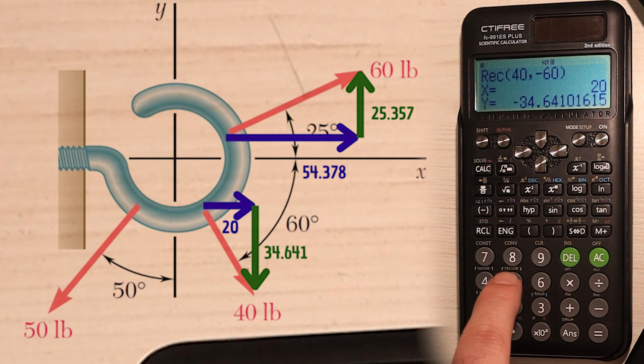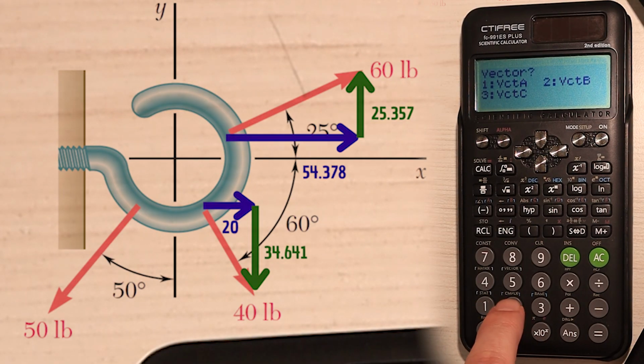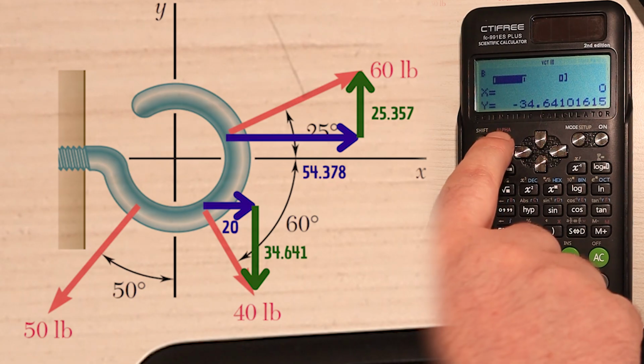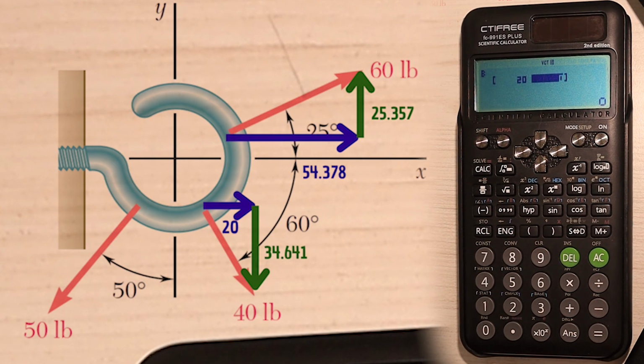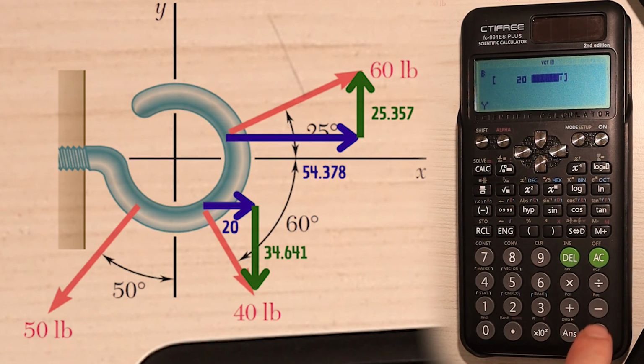Let's save them now into vector B. Press shift, then the number 5 key, select option 1 dim, now option 2 for vector B. It will ask you for the size, which in this example is 2. Remember that the values are stored in X and Y. Press alpha, followed by the X key, and then the equals key. Once more alpha, the Y key, and then the equals key. We've got our second vector now. Let's move on to the third.